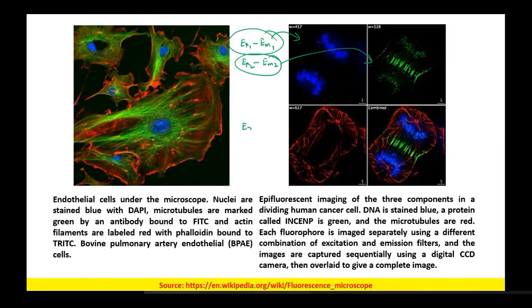Then similarly EX2, EM2 would work for the green channel. Then EX3, EM3, this combination of filters would be working for the red channel. Okay. So after you have captured all these three images, we then go for the superimposition of the images one over the other by digital methods, and this process is called fluorescence merging.